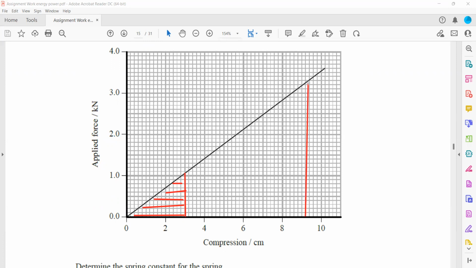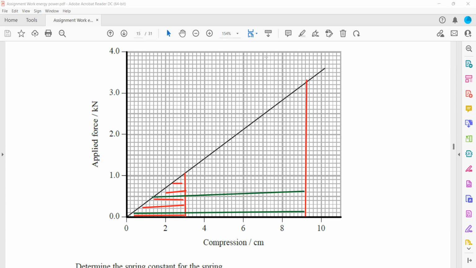So the child compressed this to 9 centimeters. We want how much work is done. This is the amount of energy already stored in the spring, and we can work it out as half force into extension, or force into compression. Then this is the extra amount.